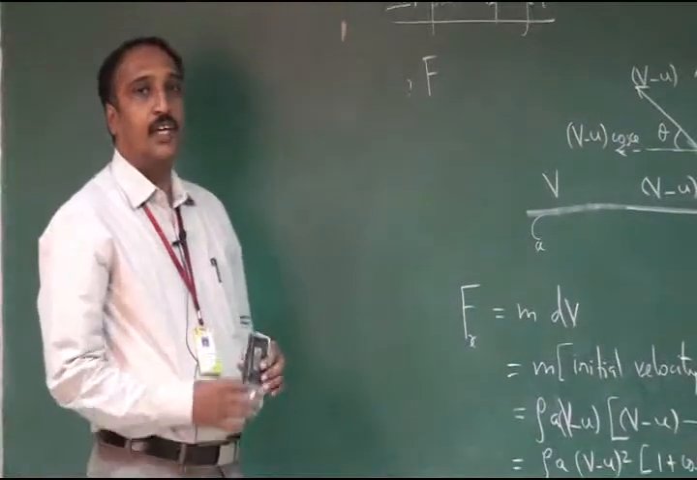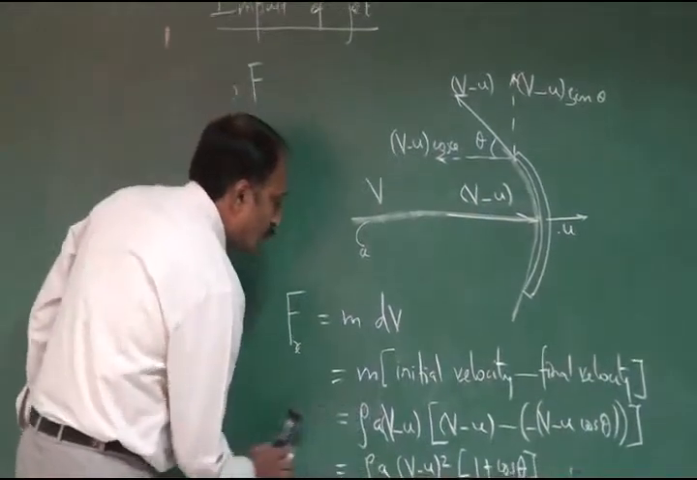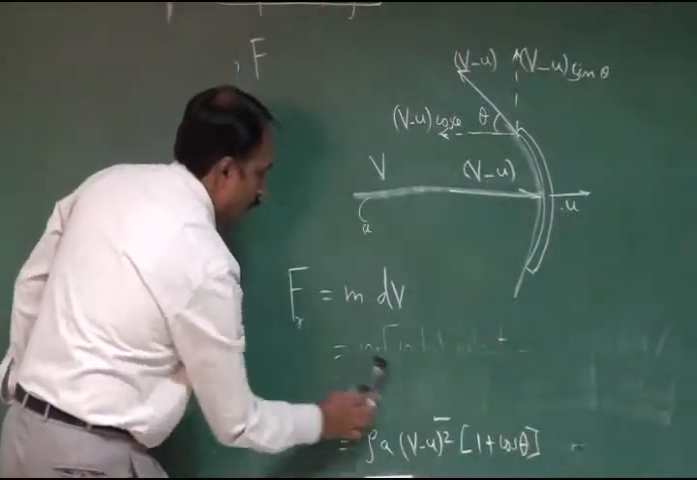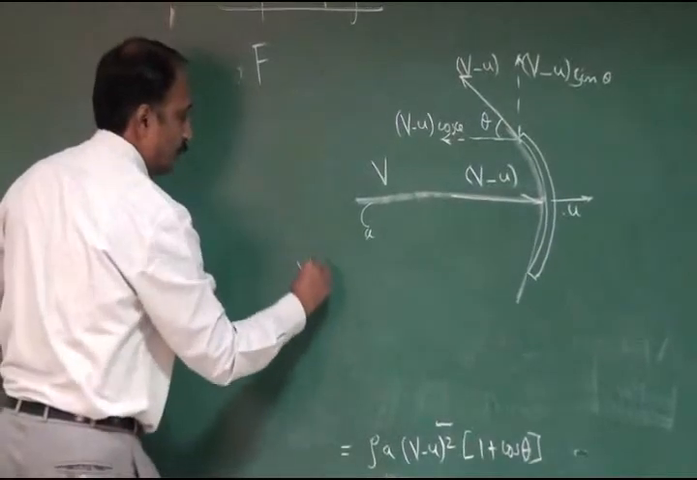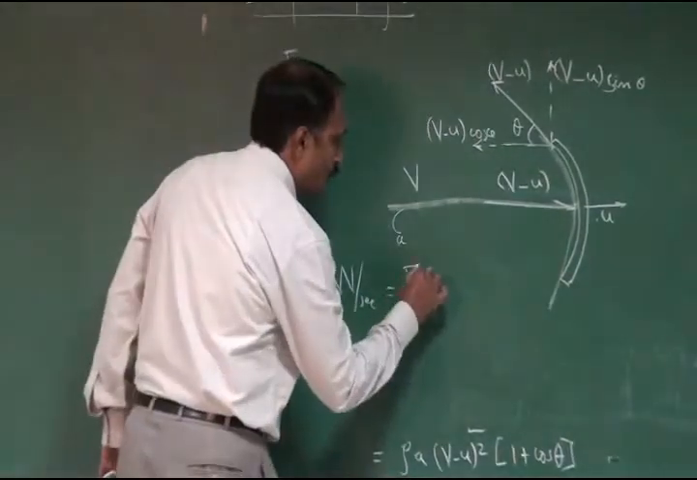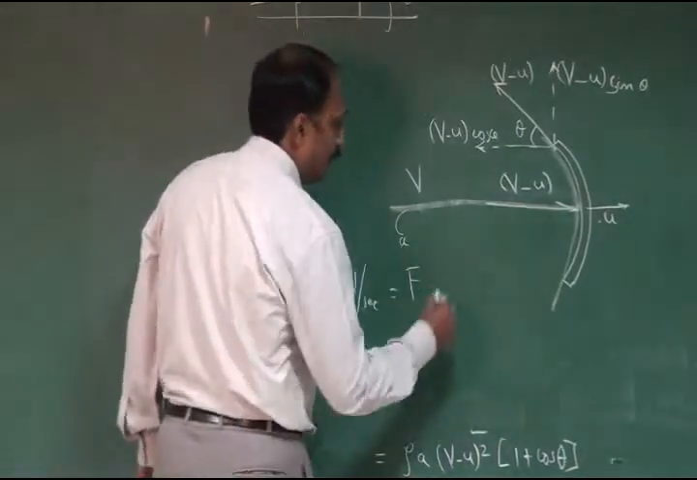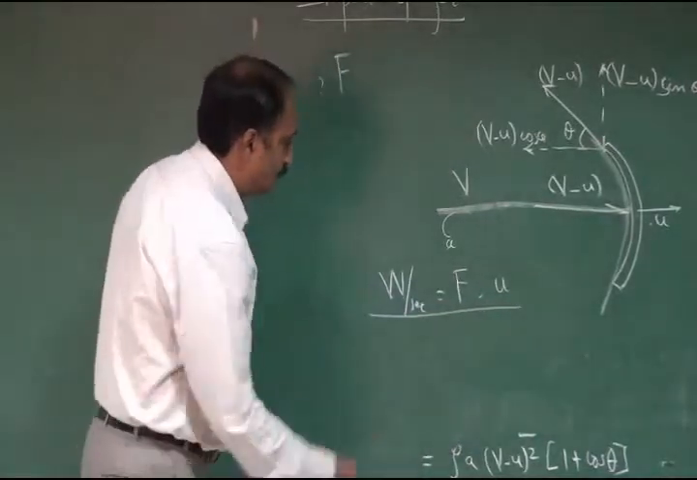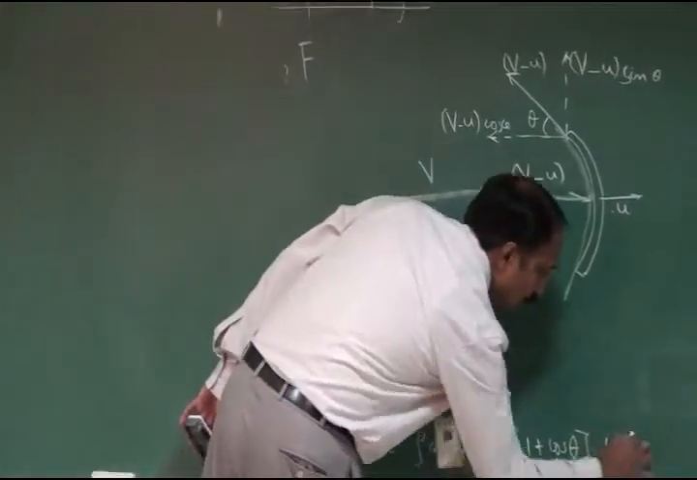So from that we can calculate the work done by the jet on the plate, work done per second, which is calculated by force into distance moved by the plate with the time. For that, we have to use velocity of the jet. With this, we find the work done as multiplication of velocity.